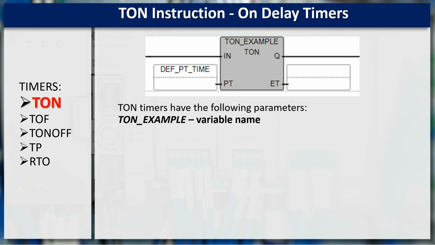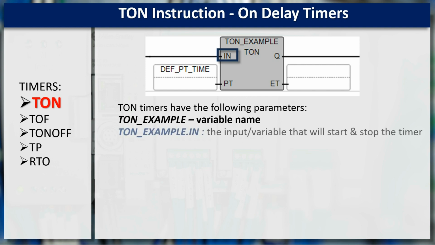TON instructions, or on-delay timers, are no different. They have to be set up to determine what to do and when to do it. On a typical instruction, you're going to have four variables that you have to take care of. The first one is the .IN. The name in this particular case of our timer is TON_example.